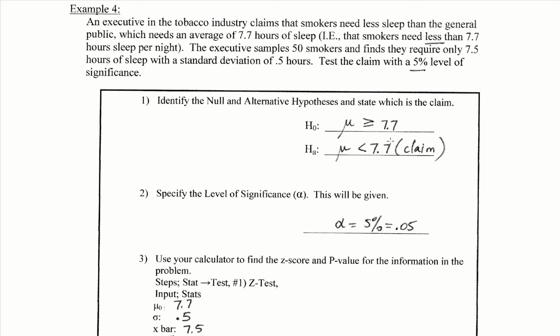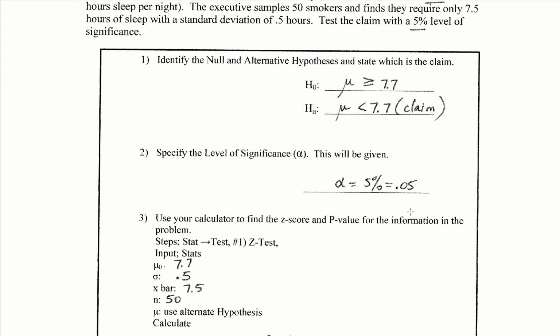The next thing we would want to do is state what the confidence level of significance is. That's alpha. Here it's 5%, which is 0.05. This will be the number we compare against p at the very end to make our decision. And now we need to find that value for p.